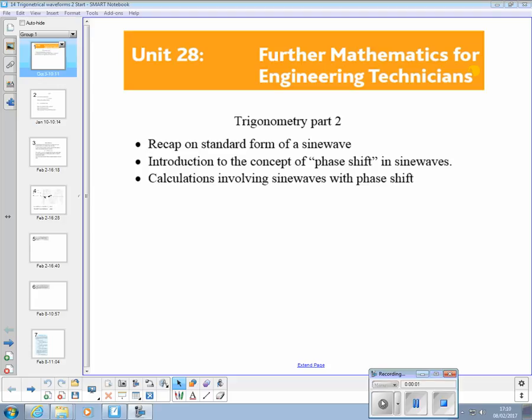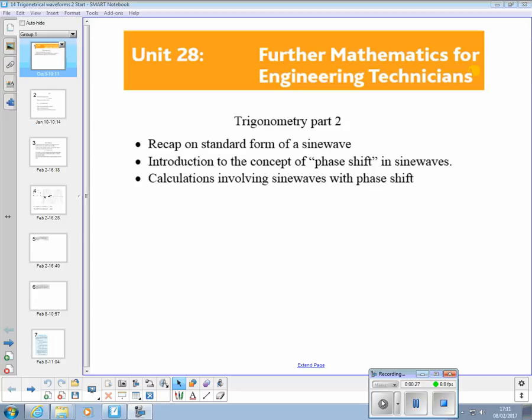Tonight is trigonometry part 2. I'm going to recap the standard form of a sine wave that we looked at last week. Then I'm going to introduce the concept of phase shift in sine waves. And then do some calculations involving sine waves that have got a phase shift portion to them.